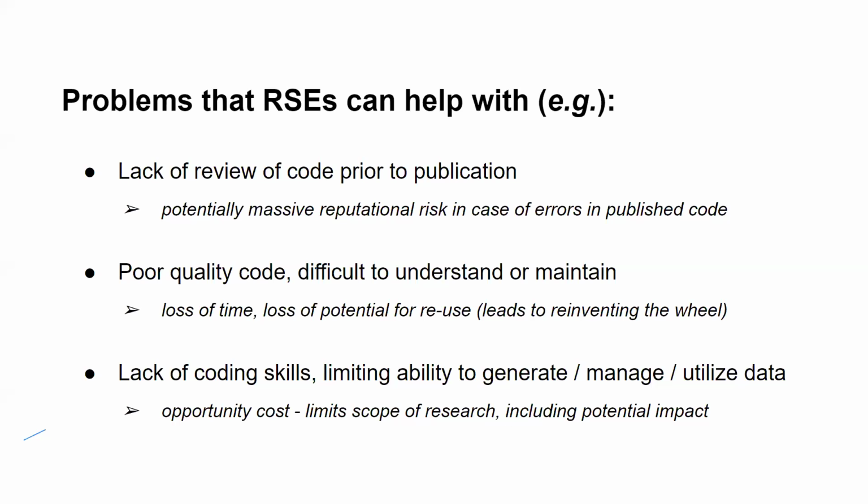Another problem is poor quality code, which is difficult to understand or maintain. This is often the case when software is being written by people who have learned by themselves in a sort of ad hoc way. They haven't managed to develop best practices. They haven't managed to engage with people with more skills who can help guide them. So people do their best, but as a result, they are writing amateur code.